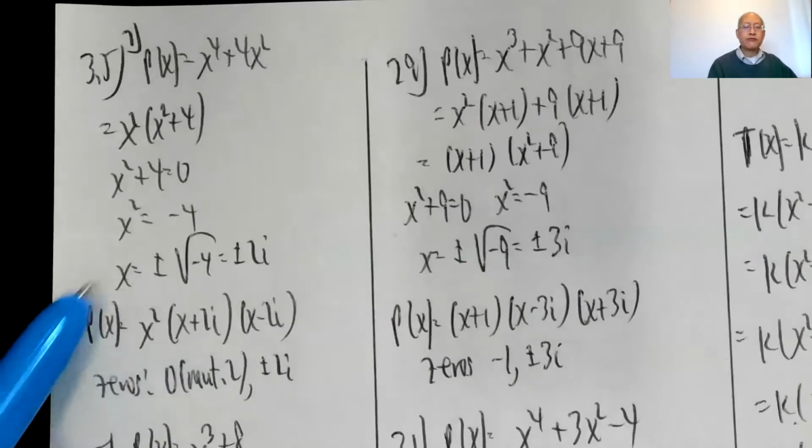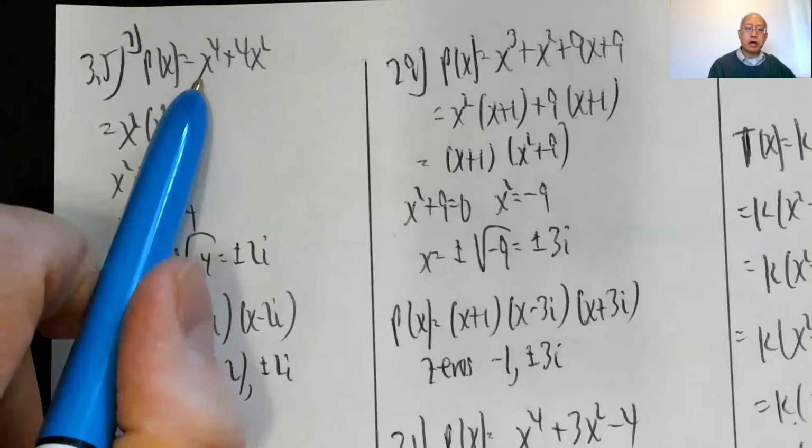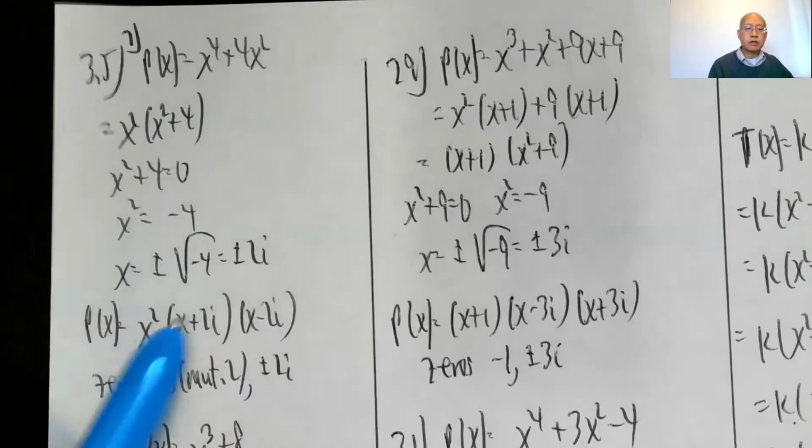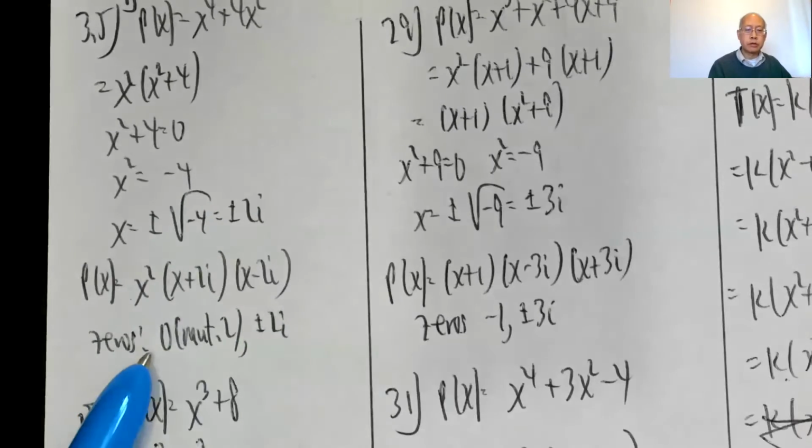So the completely factored form, it's fourth degree. That means I should have 4 factors. They are x, x, x plus 2i, and x minus 2i. So the zeros are 0 of multiplicity 2 and plus or minus 2i.